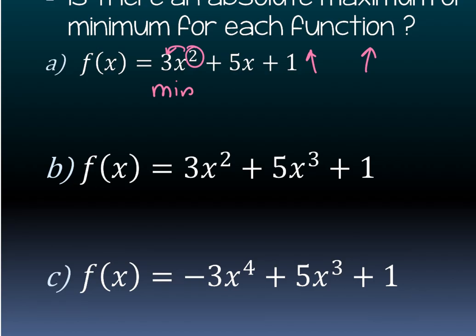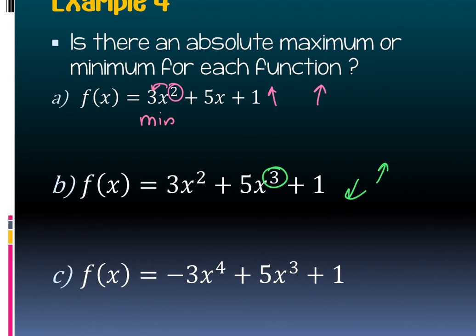Go to B. What's your highest exponent? 3. Now that's an odd power. In an odd power, they point in different directions. If it's positive, the right points up and the left points down. We're going to talk about that a little bit more when we get to end behavior. All we know here is it's odd, and if it's odd, we cannot guarantee. So it says, is there an absolute? And the answer's no.